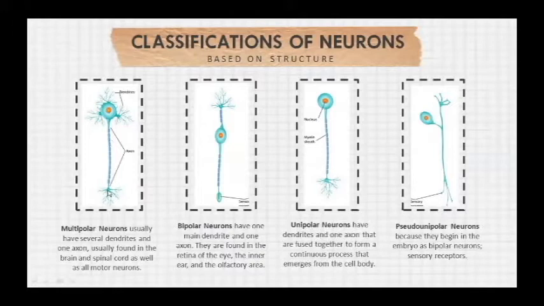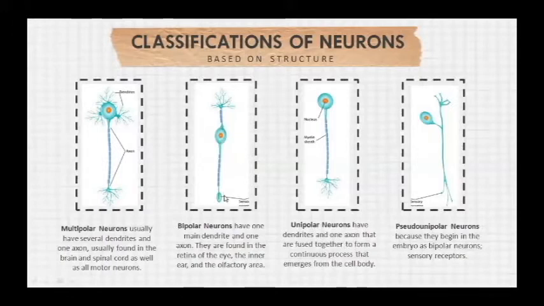The second one is the bipolar neurons, which only have one main dendrite and one axon, and they are found in the retina of the eye, inner ear, and the olfactory area or the nasal area. So based on the picture, you will see that there is one dendrite and one axon, giving it only two polarities. That is why it is called bipolar neurons.